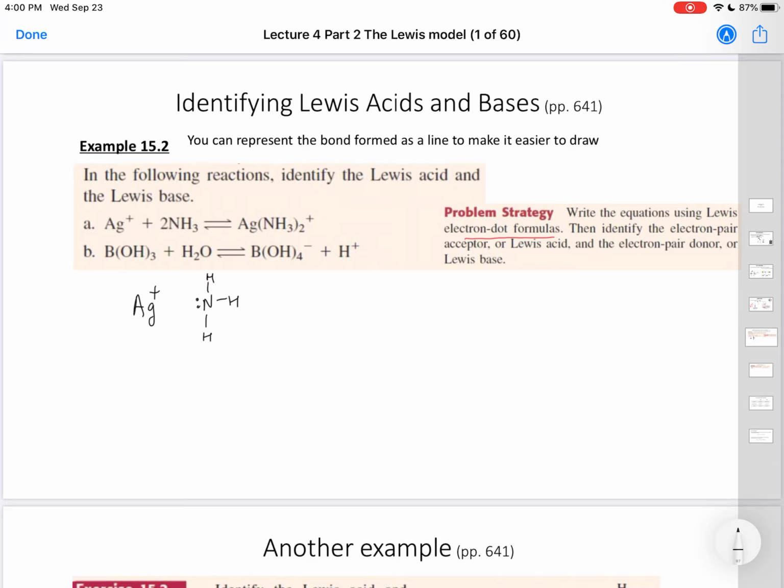Remember NH3 has a full octet, so it has a lone pair. And this is another NH3. And again, a lone pair, okay? What is happening is that this lone pair will form a bond to silver. This lone pair will form a bond to this silver, okay? And what will happen is you'll have a bond being formed, another bond being formed, okay? And really in the center is your Ag, and you've got your 2 nitrogens here. And of course, on each nitrogen are 3 hydrogens.